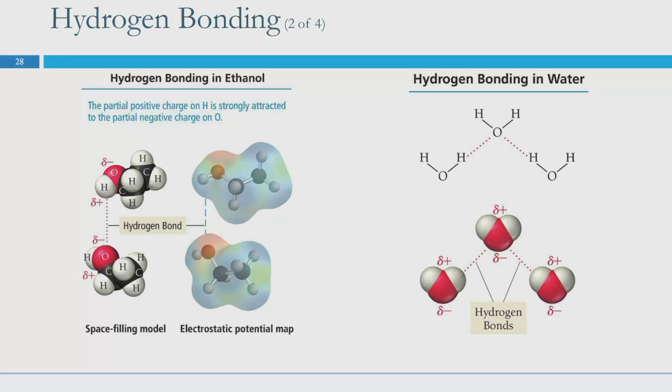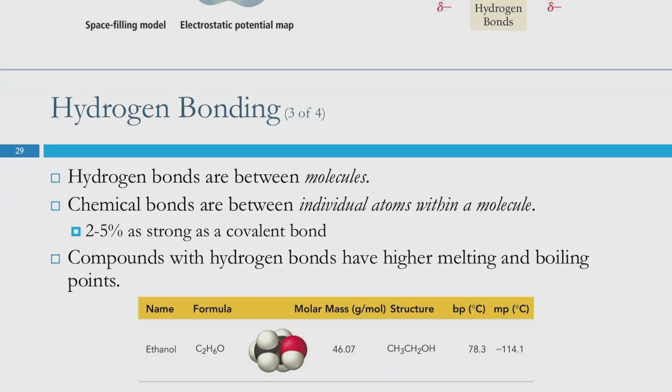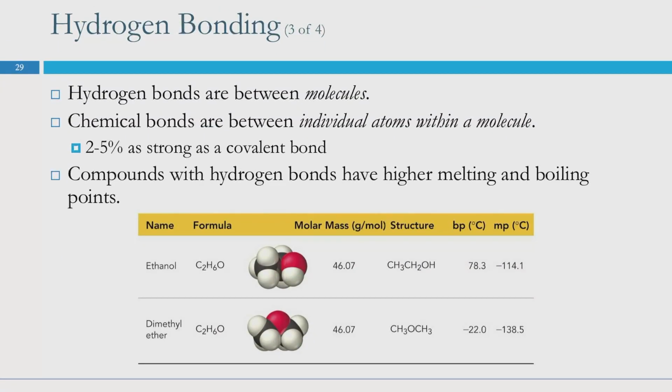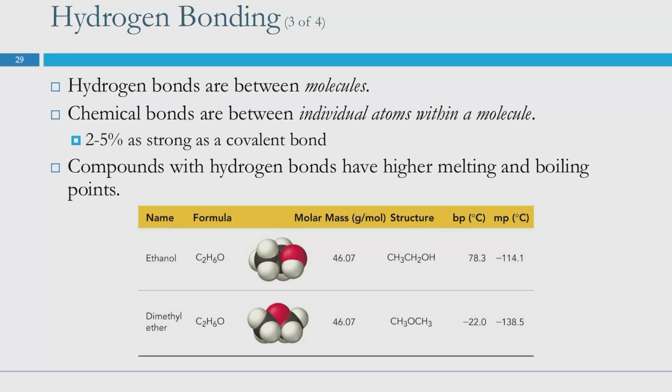The hydrogen bond is the molecular force. It's not the force between the hydrogen and the oxygen or the fluorine or the nitrogen. Compared to covalent bonds, these are about 2 to 5% the strength of a covalent bond, so they're way, way weaker. But for intermolecular forces, they're relatively strong.